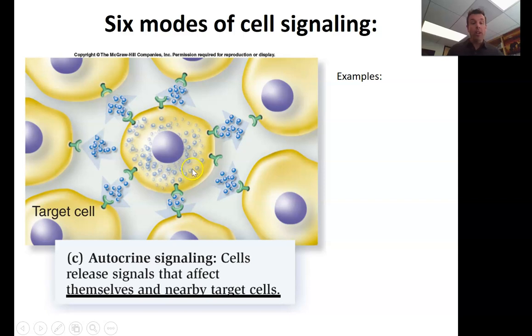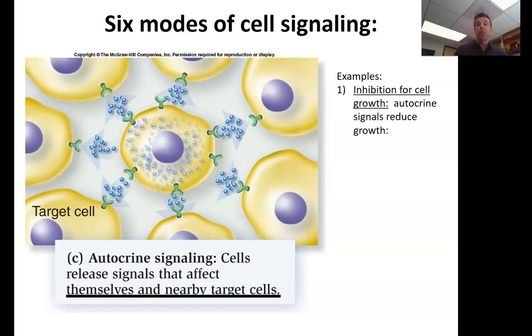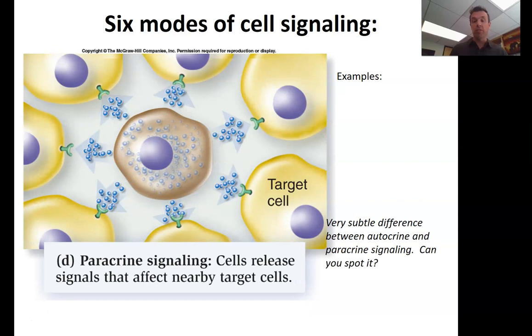And so autocrine releases the ligand, and it's going to bind to receptors on adjacent cells, and even to receptors on itself, and that will cause signaling. So autocrine signaling releases a ligand that signals adjacent cells and signals itself. Okay. So again, we can have inhibition of growth. Autocrine signals are going to reduce growth in nearby cells and also itself. A few other examples there, but again, autocrine is a signal that affects nearby cells and the cell that released the signal in the first place.